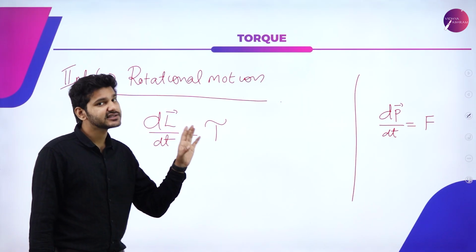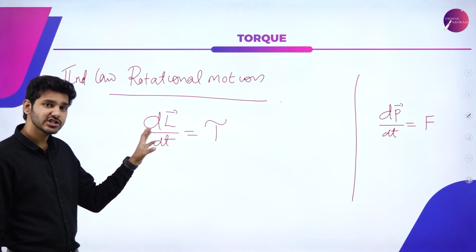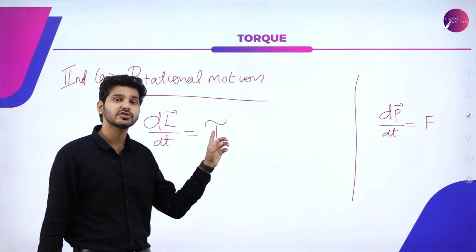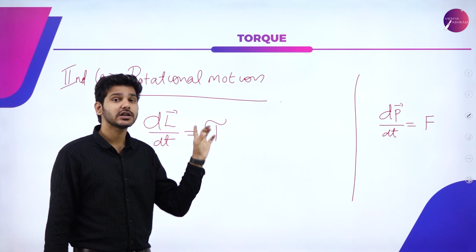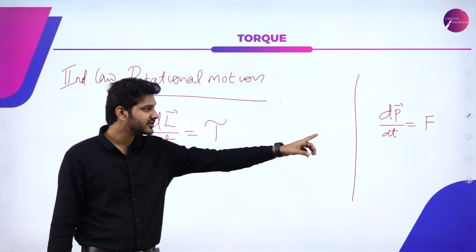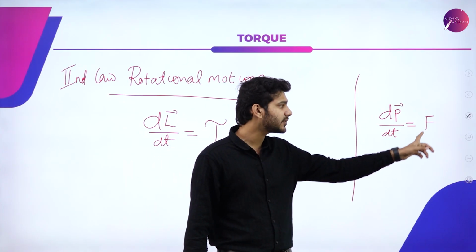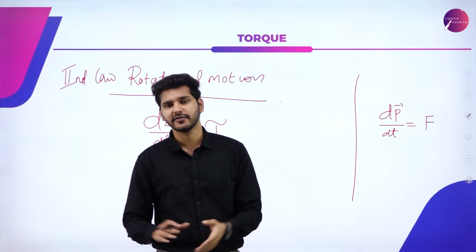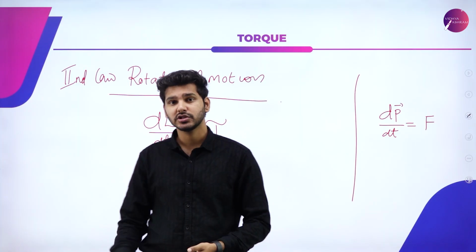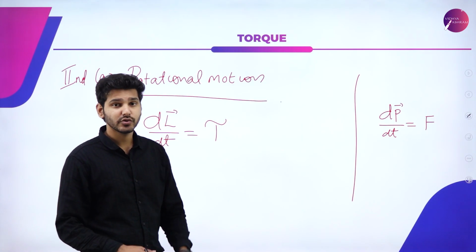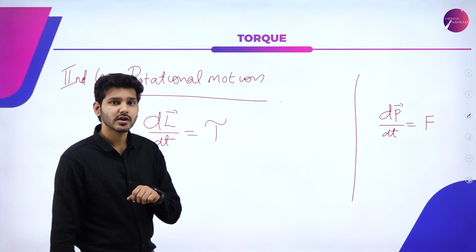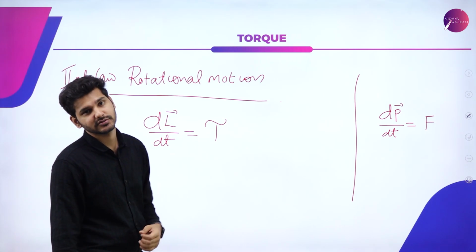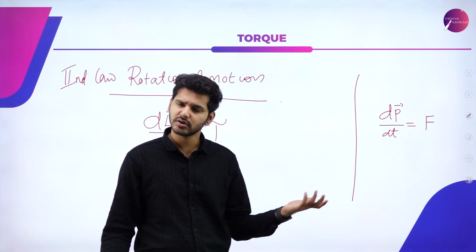As a statement, we can say that the rate of change of angular momentum is directly proportional to the external torque applied. In that case, it was the rate of change of linear momentum directly proportional to the external force applied. Here it is in angular terms. That is the only difference. So, what will be the unit? So, this is the second law of rotational motion: dL by dt is equal to tau.